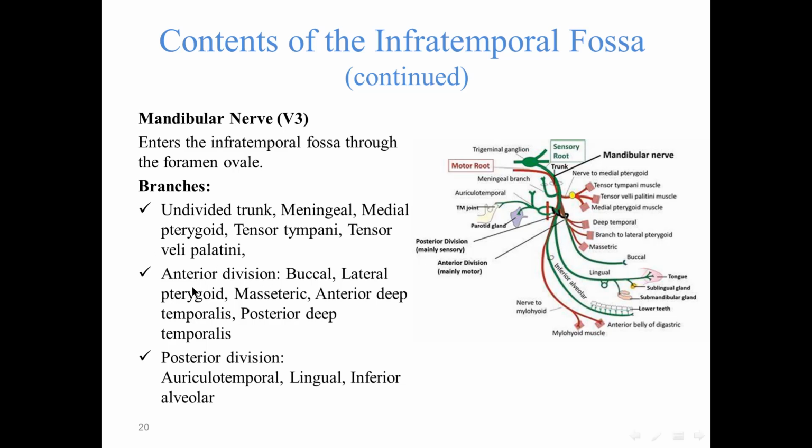From the anterior division, we can see these branches: the buccal, lateral pterygoid, masseteric, anterior deep temporal, and posterior deep temporal. From the posterior division, we can see the auriculotemporal nerve, lingual nerve, and inferior alveolar nerve. These nerves innervate structures in the face, and these branches are located in the infratemporal fossa.